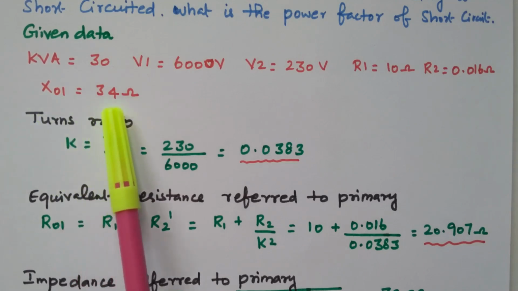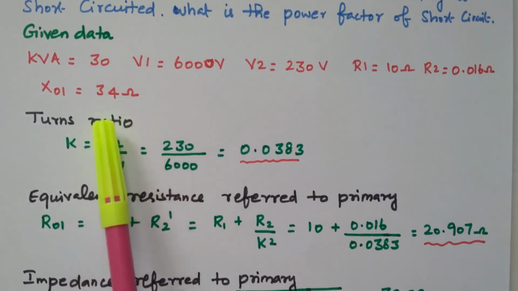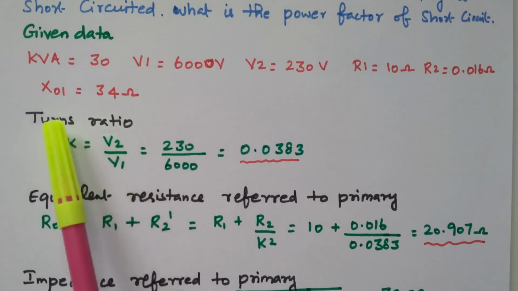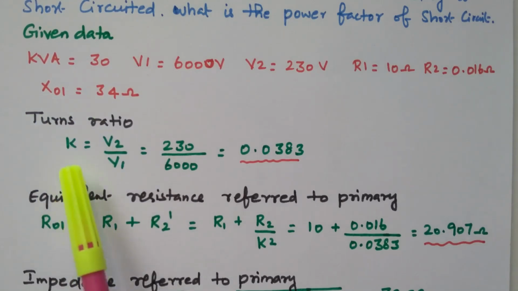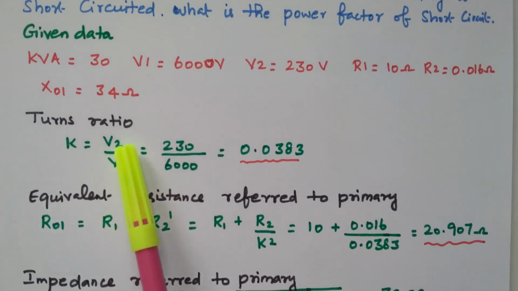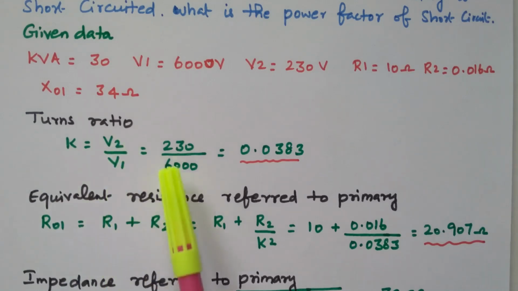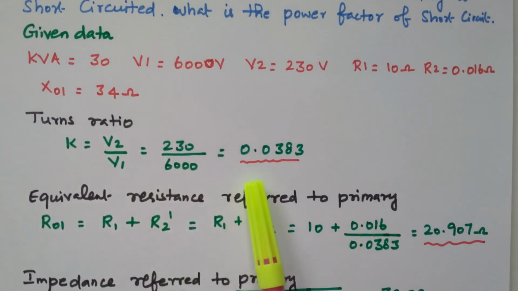X01 is 34 ohm. Secondary reactance also transferred to primary. So the reactance referred to primary means the total reactance, 34 ohm. From this we can easily find the turns ratio. K equal to V2 divided by V1. V2 is 230, V1 is 6000. By simplifying we got 0.0383. The transformation ratio of this transformer is 0.0383.